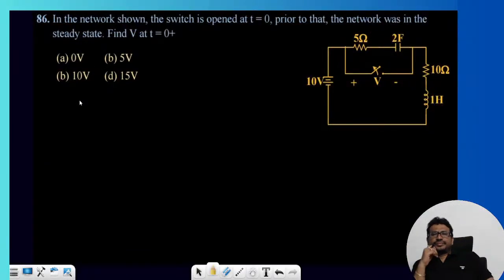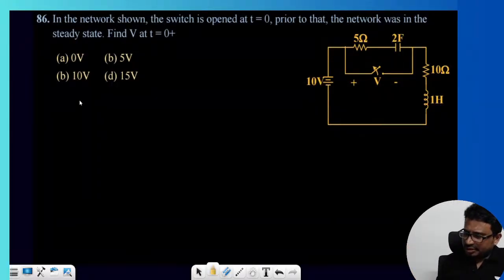Next one. In the network shown, the switch is opened at t equal to 0. Prior to that, the network was in steady state. Find V at t equal to 0 plus. Now find the values, first at t equal to 0 minus.